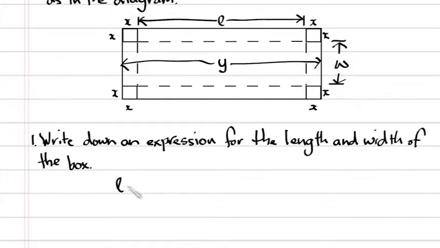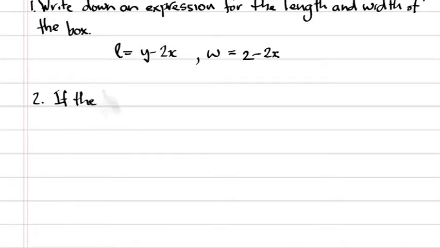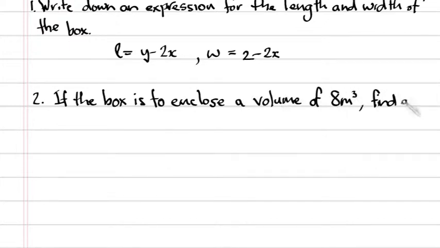And we can see by inspection of the diagram that the length is going to be the length of the roll Y minus 2 lots of X, and the width will be the width of the roll 2 meters minus 2 lots of X. Second part of the question asks, if the box is to enclose a volume of 8 cubic meters, find a rule that links X and Y.